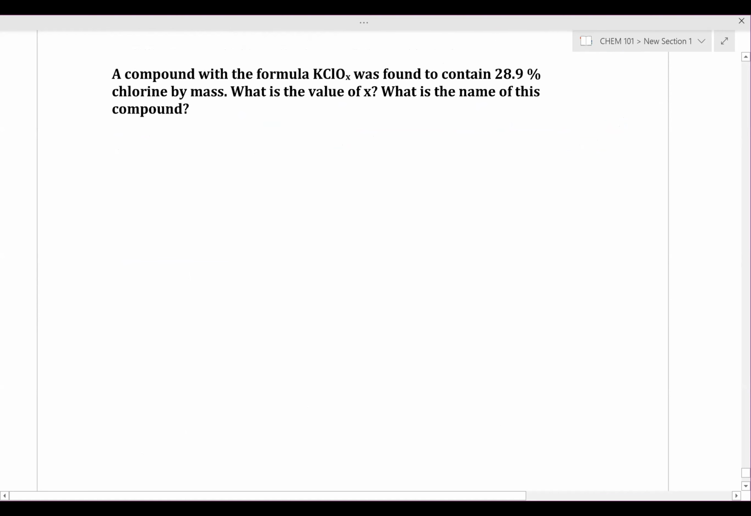A compound with the formula KClOx was found to be 28.9% chlorine by mass. I'd like you to tell me what is the value of X, and I'd like you to name this compound.